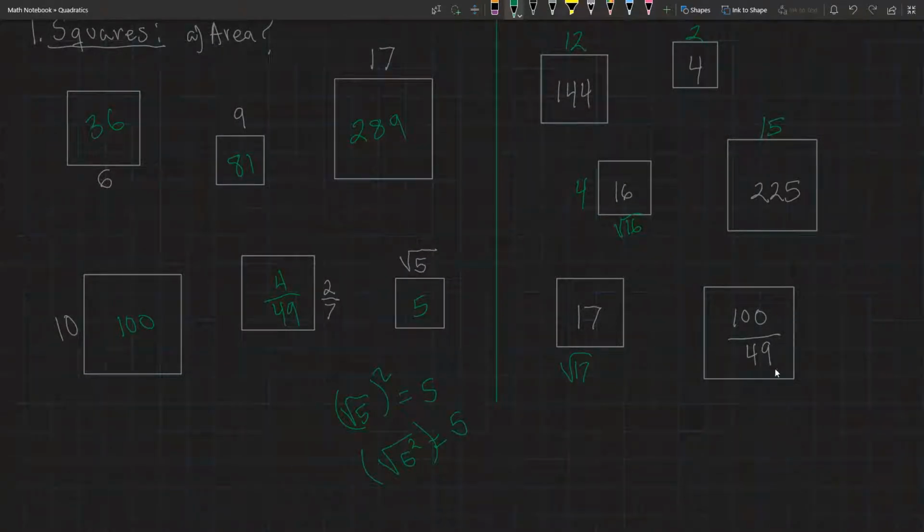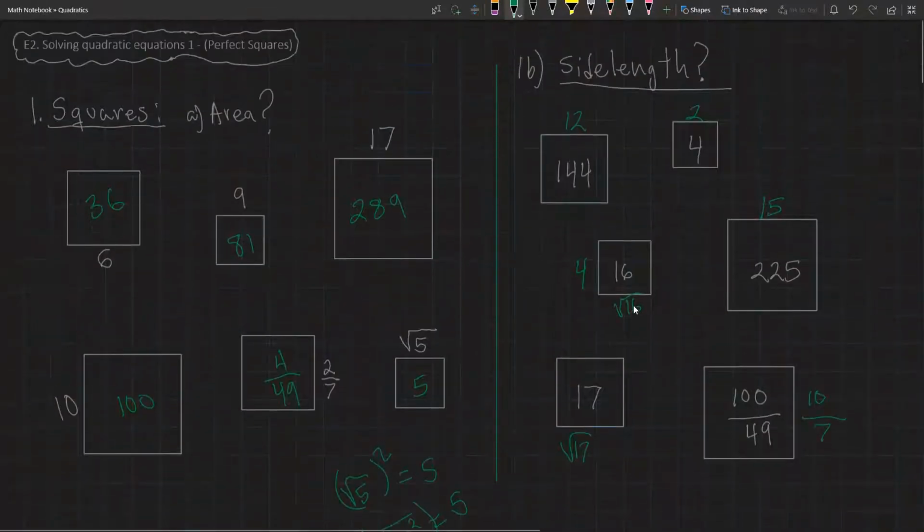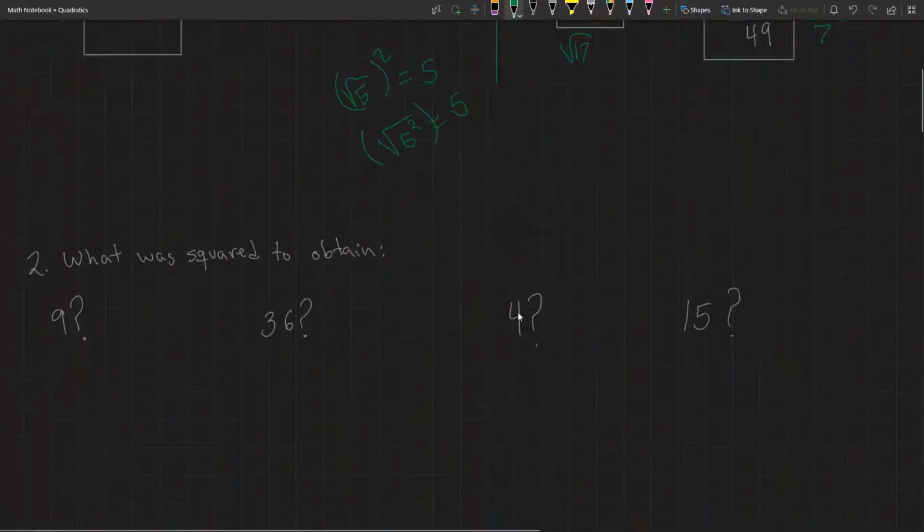Now, this fraction has both perfect square numbers. So the side length is going to be a fraction with both integer numbers. Let's do it in parts. Since I said the denominator first, let's start with the denominator. The square root of 49 is 7. And the square root of the numerator is 10. All right, excuse me if we went a little too slow there, but this is required in order to understand what we're going to do today. So if you had any trouble with that, please refer to the previous video.